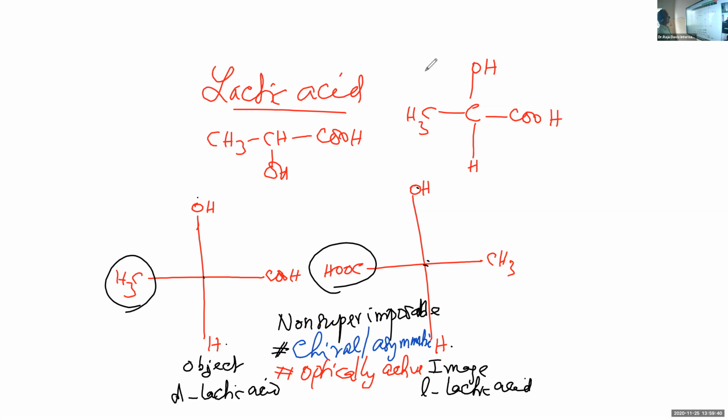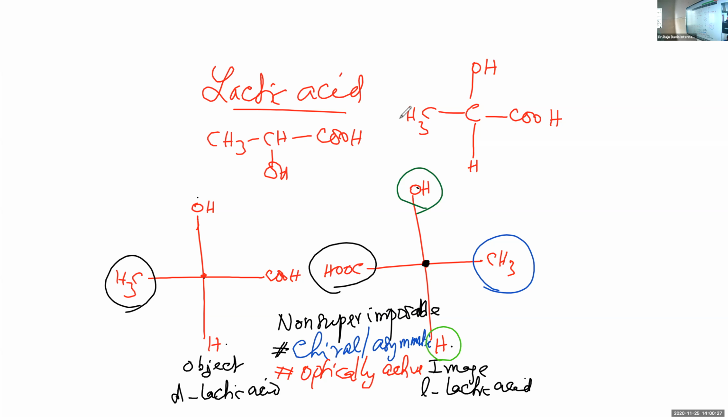Now you come to the central carbon atom. See here, this carbon atom. The central carbon atom is bearing four different atoms and groups. Attached to the central carbon atom, the valence of carbon is equal to 4, that we know. And the 4 valencies are satisfied by 4 different atoms or groups.